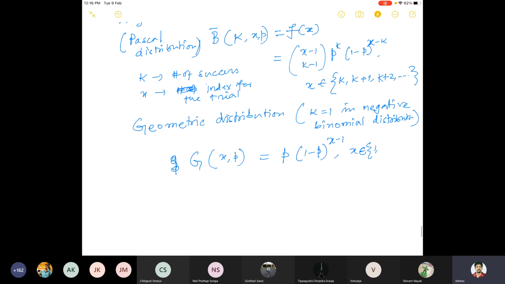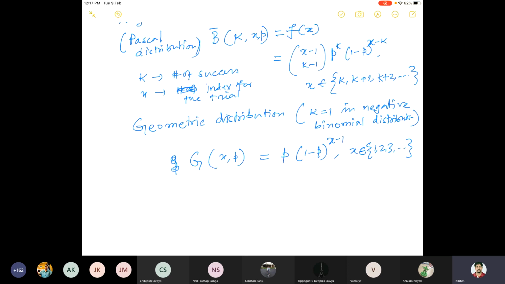That means you can have the first success at the first trial, or first success at the second trial, first success at the third trial, and so on. So x denotes the same thing, the index of the trial, and k is the first success. This is the probability that you observe the first success at the xth trial.